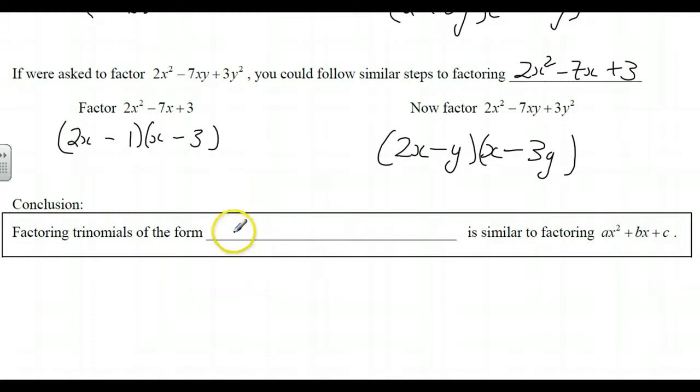Factoring trinomials of the form ax squared plus bxy plus cy squared is similar to factoring ax squared plus bx plus c.